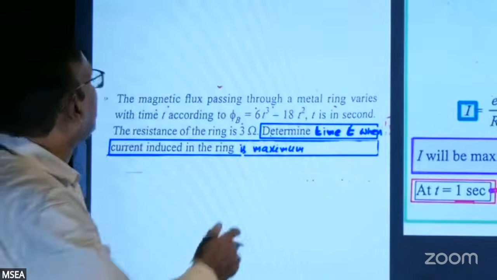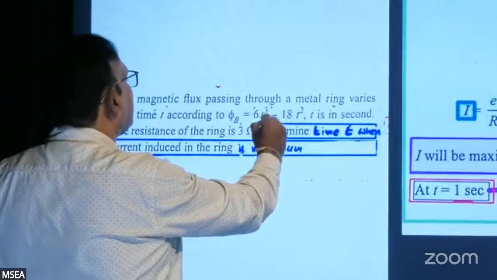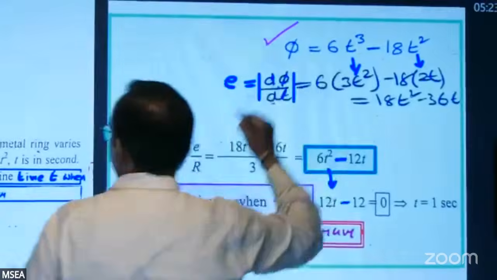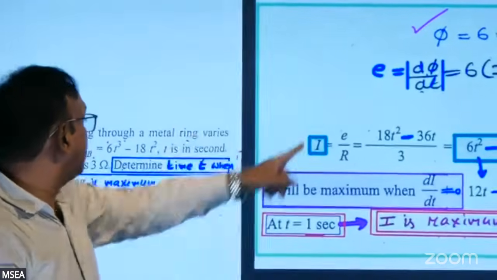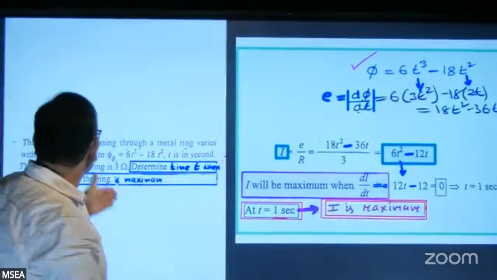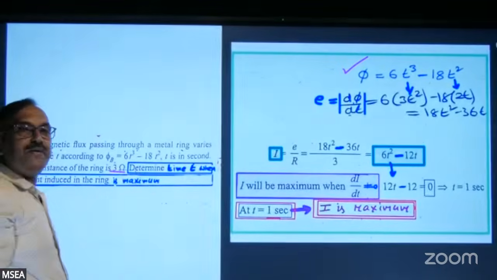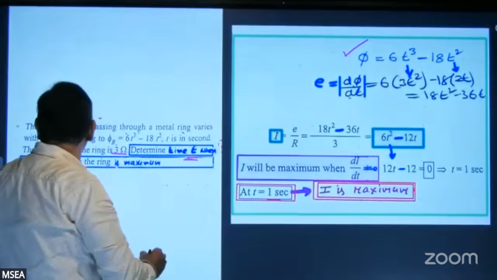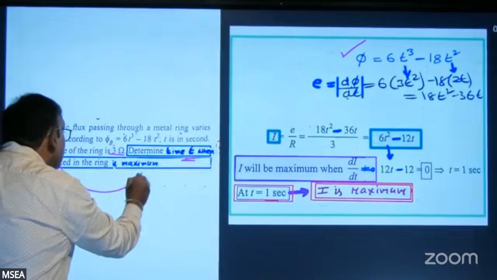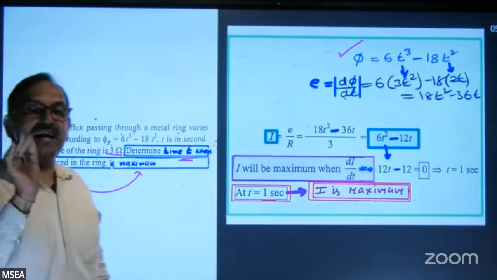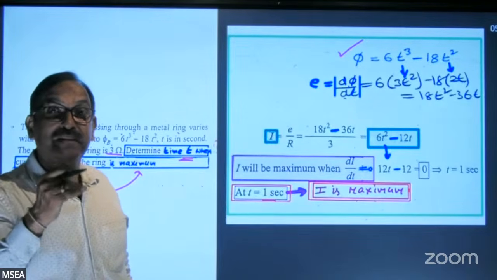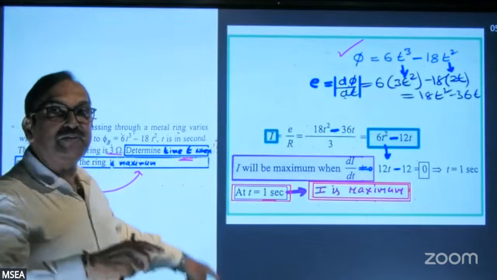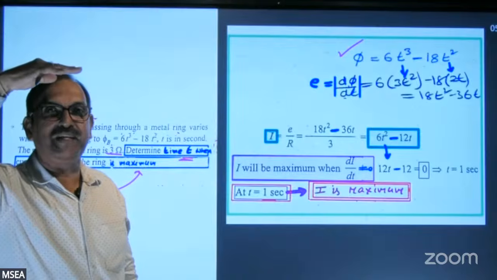Now, the magnetic flux passing through a metallic ring varies with time t as 6t cube minus 18t square. The resistance of the coil is given as 3 ohms. I want to know at what instant of time t the induced current is maximum. He is not asking what is the current induced at so and so time. Instead, he is asking at what time, whatever current is induced, that current reaches its peak value.